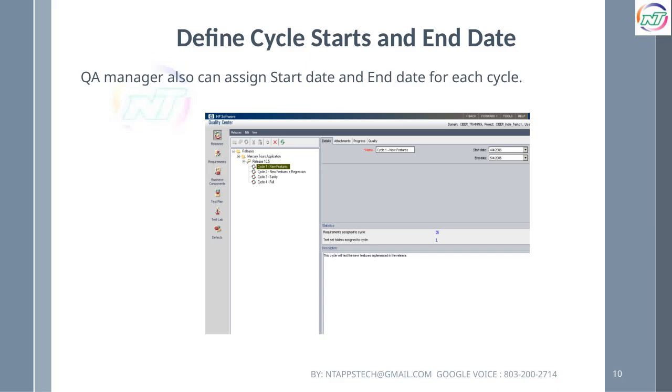The QA manager has the ability to assign specific start and end dates to each cycle within a release. This helps in planning and tracking progress more accurately. By setting these dates early, it ensures that everyone involved knows the timeline and can manage their work accordingly. These dates are important for scheduling testing activities and aligning resources. It's a simple way to keep the project on schedule and avoid delays. Once the dates are assigned, it becomes easier to see the overall timeline and make adjustments if needed. Let's move on to the next slide.